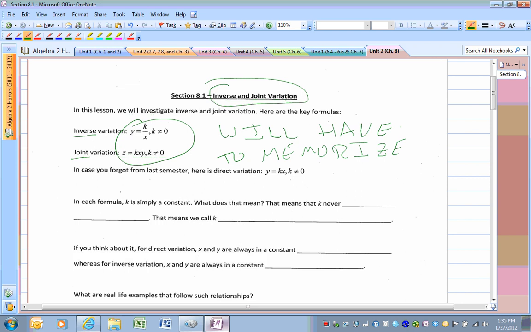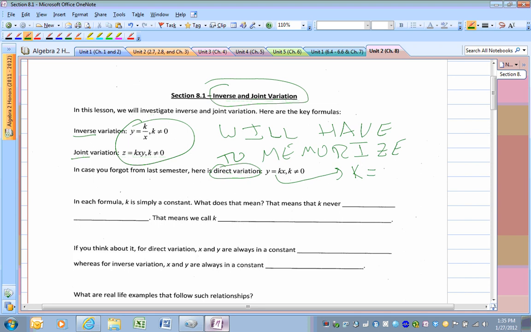So we'll have to memorize, but if you understand how they work, it should be really easy to remember. Before I talk about what inverse and joint variation are, we should review direct variation. We did cover this last semester, but you may have forgotten. The formula is y equals kx. Here's the reason why it's called direct variation.